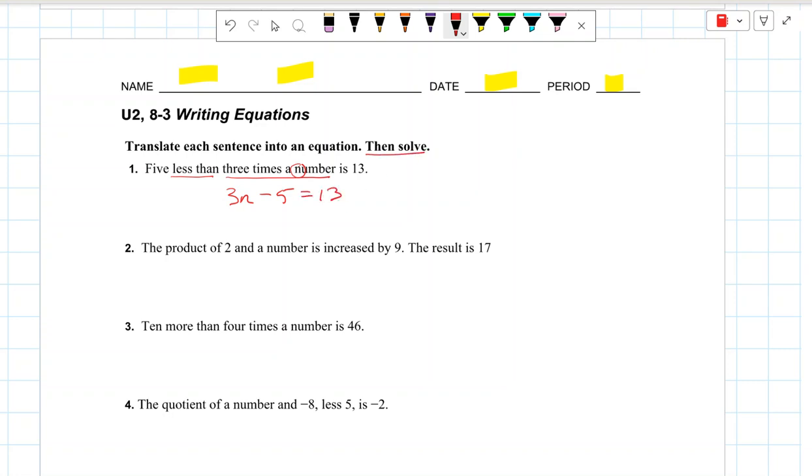And then it says then solve. So I'm going to do additive inverse here. And I'm going to get rid of the negative 5 by adding 5 to both sides. And I got 3n is equal to 18. I'll divide by 3. And n is 6. So in the forms, I'll write n is 6. N equals 6.